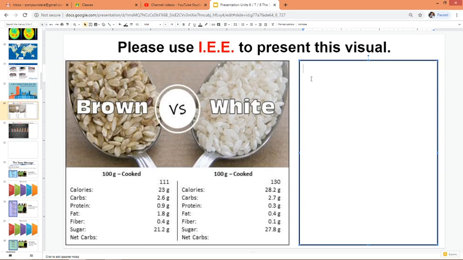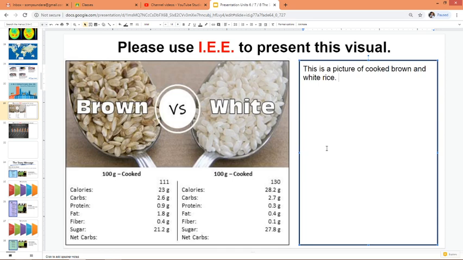This is a picture. What is it a picture of? It has 100 grams of cooked rice. This is a picture of cooked brown and white rice. So that's your introduction.